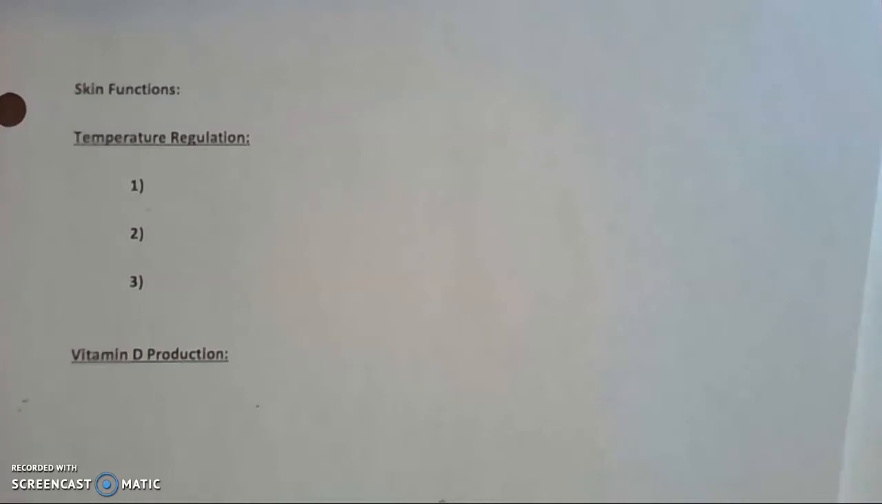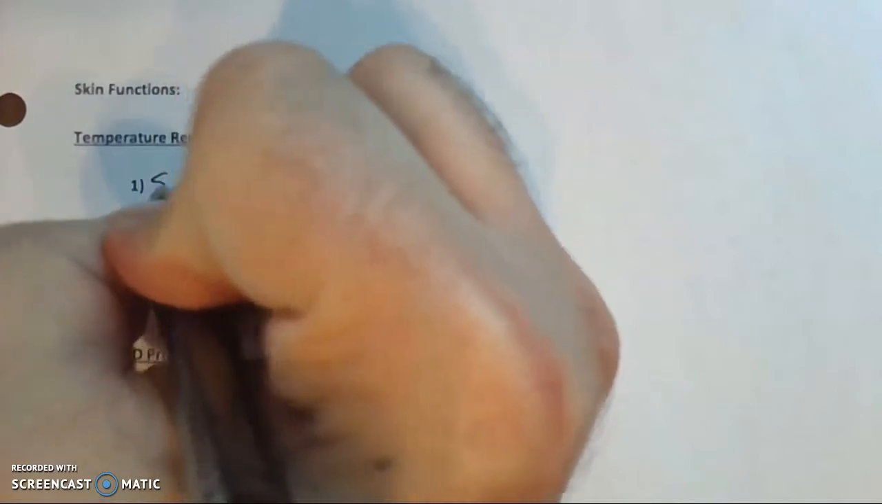So we're going to start looking at some of the functions of skin a little bit more in depth. We talked about them at the beginning of the chapter, but now we're going to take a deeper dig into these. The first thing we're going to look at is how the skin can regulate temperature. We have three different ways. The first one is through sweating.